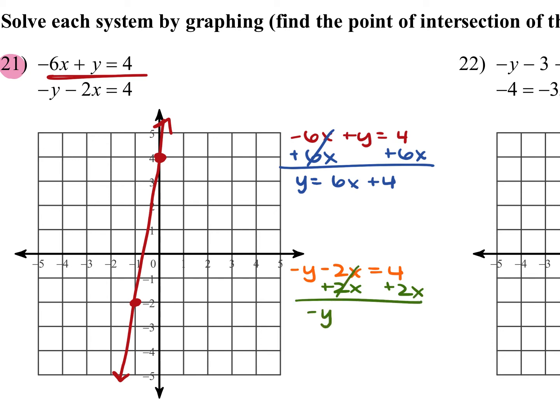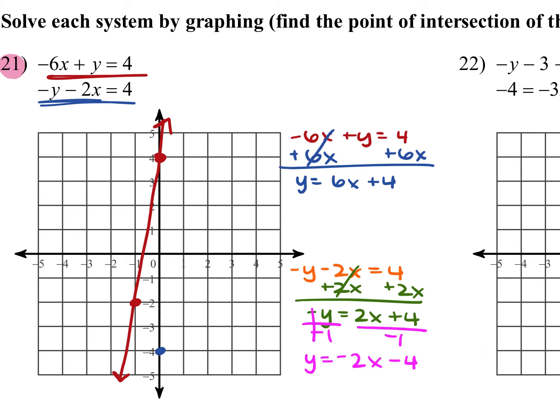We have negative y is equal to 2x plus 4. Then we divide each side by the negative 1, and we have y is equal to negative 2x minus 4. So for this one, we're going to have a y-intercept of (0, -4). And then we're going to go down 2 and to the right 1.